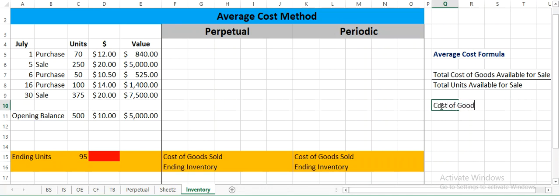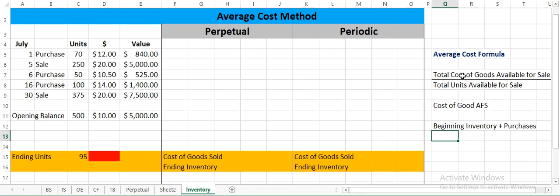Cost of goods available for sale, let's leave it like that. And the cost of goods available for sale is beginning inventory plus any purchases made. And that's considered to be our cost of goods available for sale. Because when you think about it, available for sale is what you have at the time that can be sold. And so that's the only way we would know what's available for sale.